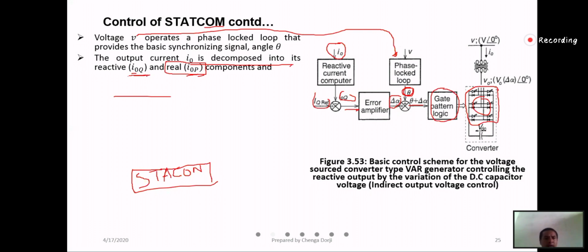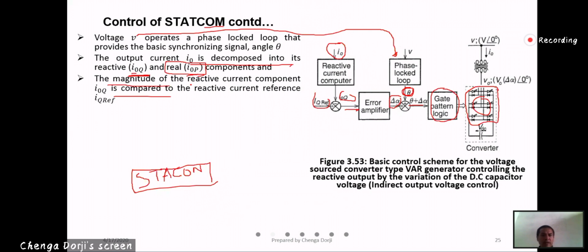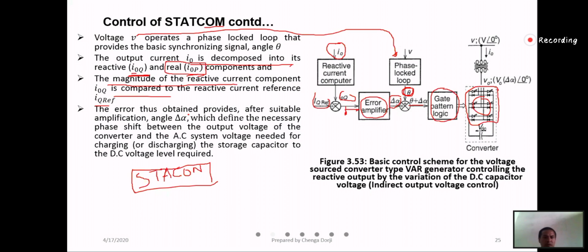Only the reactive current is compared here. The magnitude of this reactive current component is compared with the reactive current reference, so these two are compared with one another. After comparing, you get the comparator output, and that output is fed to the error amplifier. The error obtained, after suitable amplification and signal conditioning, gives you the angle delta alpha. Delta alpha defines the necessary phase shift between the output voltage of the converter and the AC system.